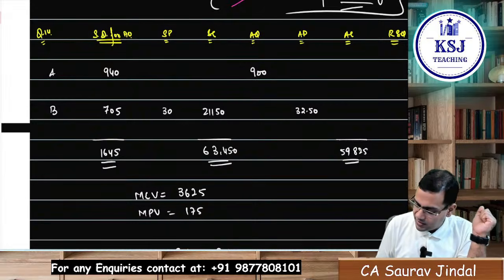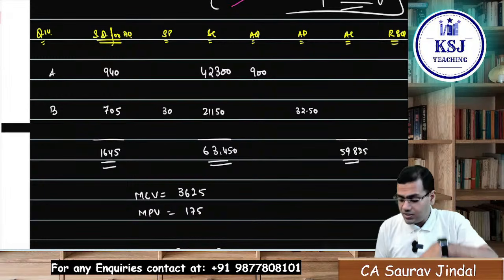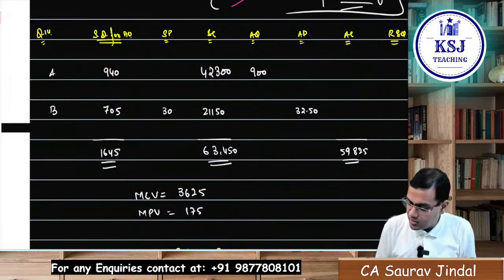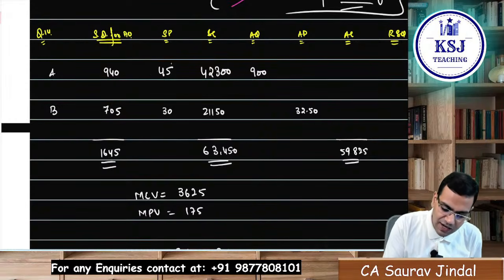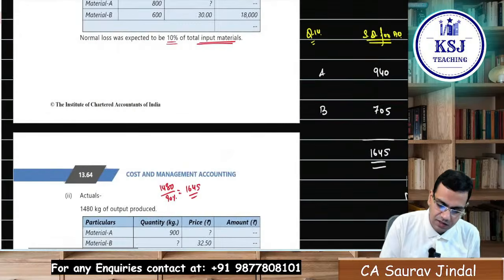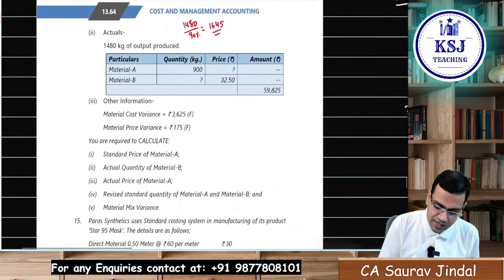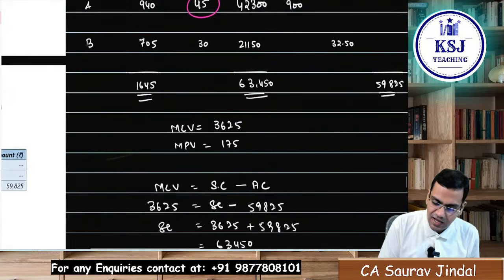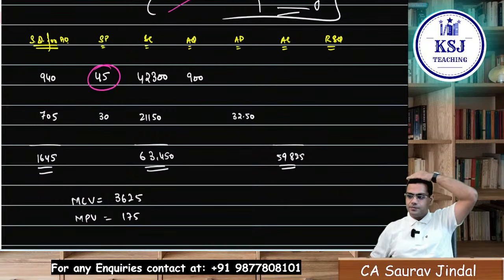From here we will be able to calculate: minus 21,150 will give you the standard cost for material A, 42,300. Divided by the standard quantity of 940, you will get 45 as the standard price. This is one value that was to be calculated. Question mark was there? Yes sir. The standard price of material A we have calculated as 45. Clear?